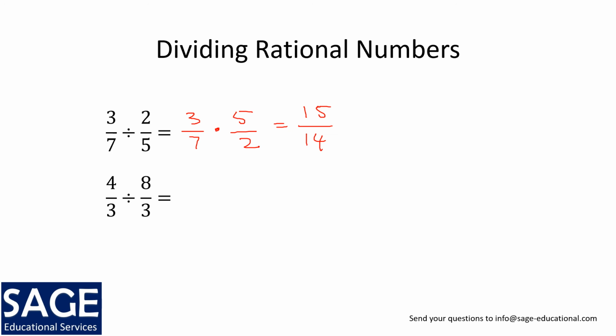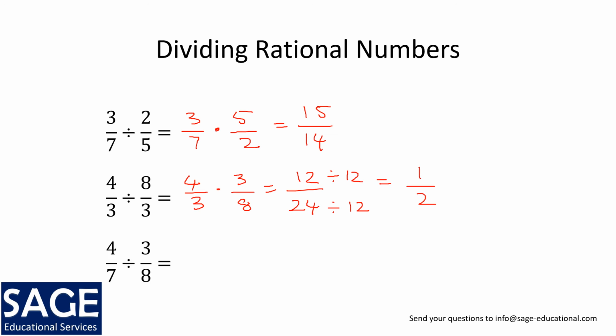Here's another example, 4 over 3 divided by 8 over 3. So I write 4 over 3 as it is, I change the division into multiplication, and then I write 3 over 8. 4 times 3 is 12, and 3 times 8 is 24. 12 divides both of them, so I'm going to divide 12 by 12 and also 24 by 12, and that gives me 1 over 2. So 4 over 3 divided by 8 over 3 equals 1 over 2.